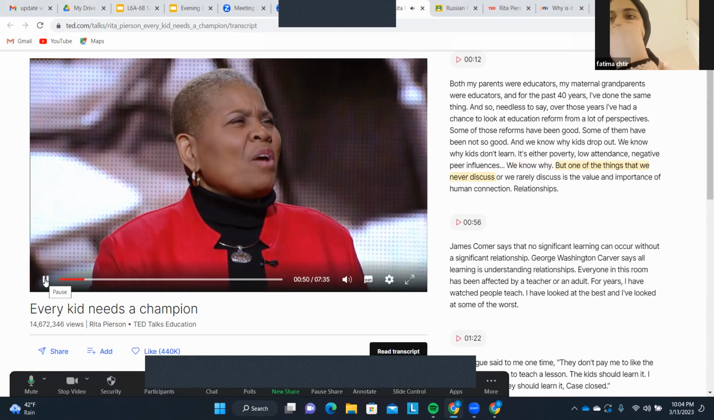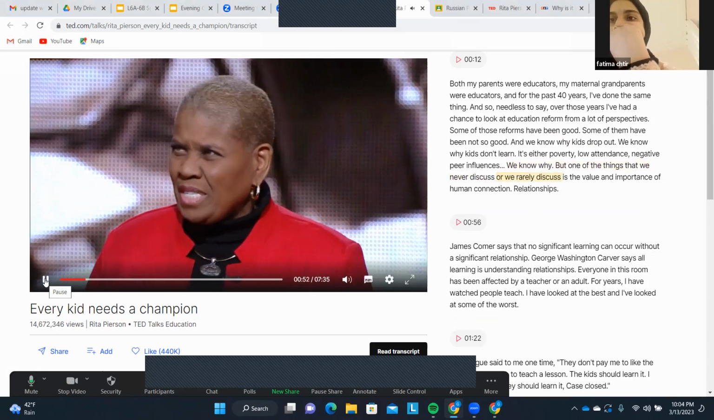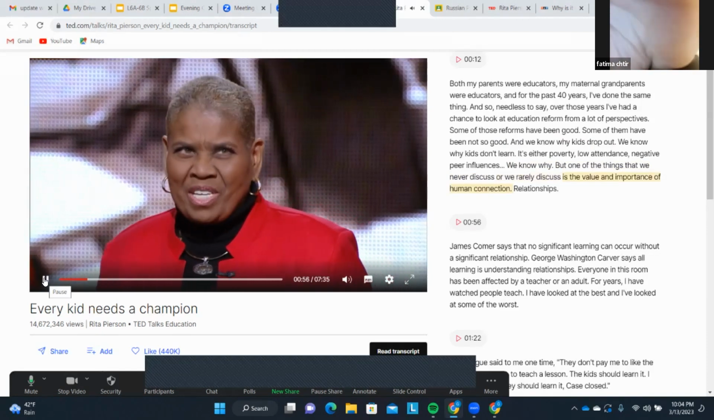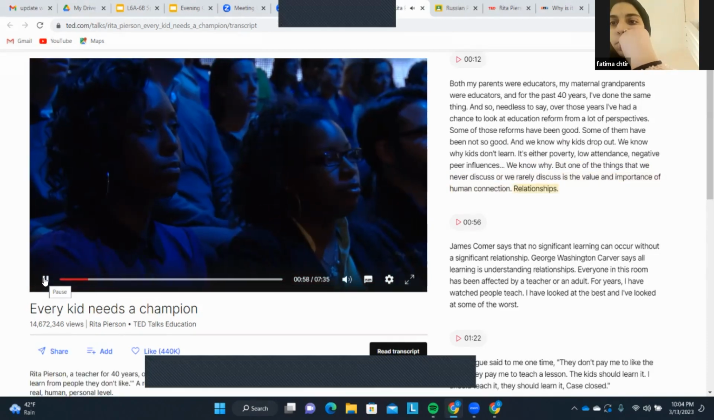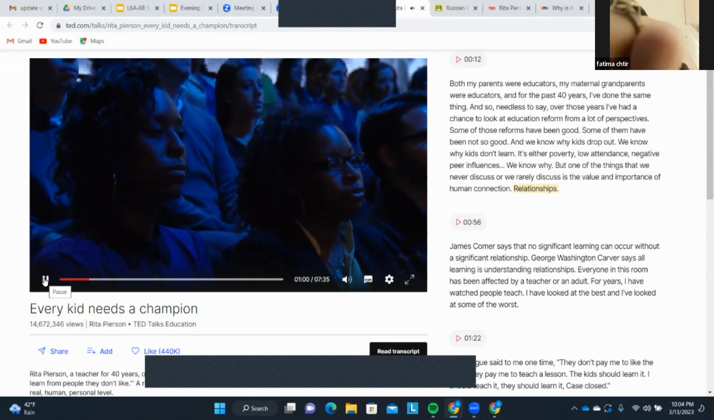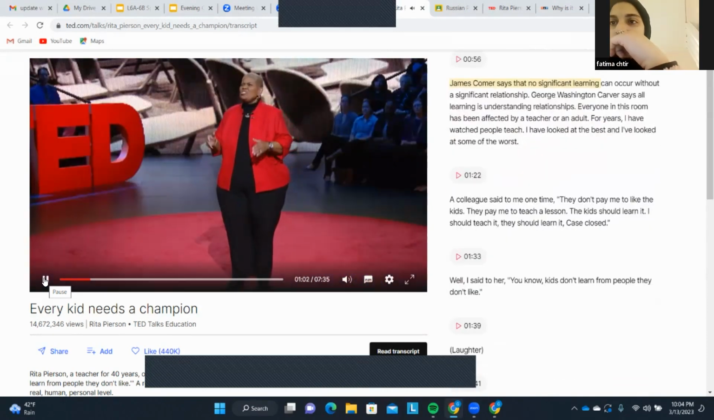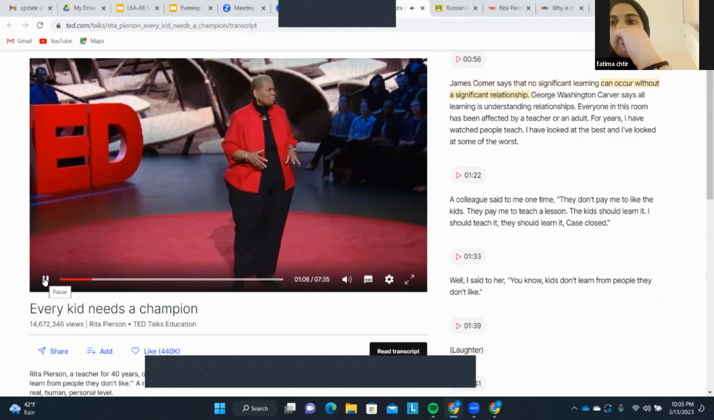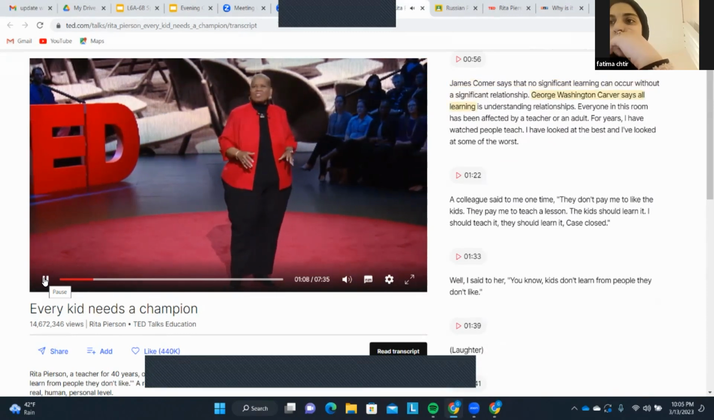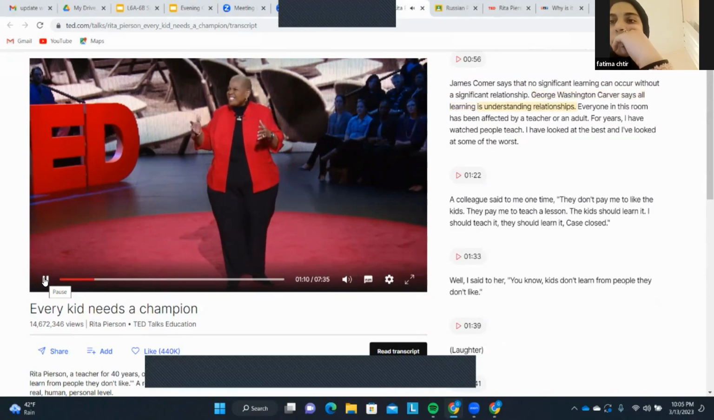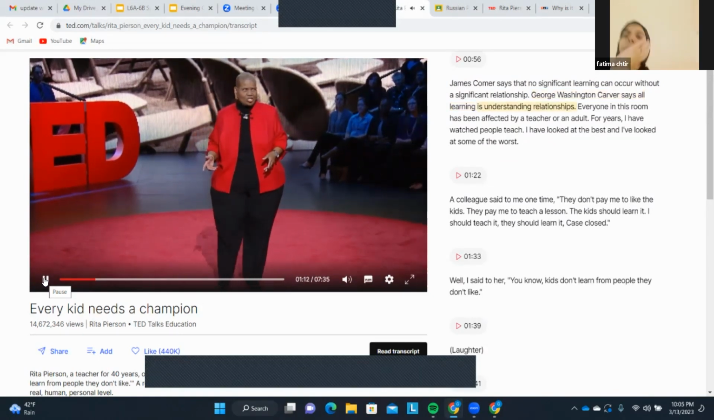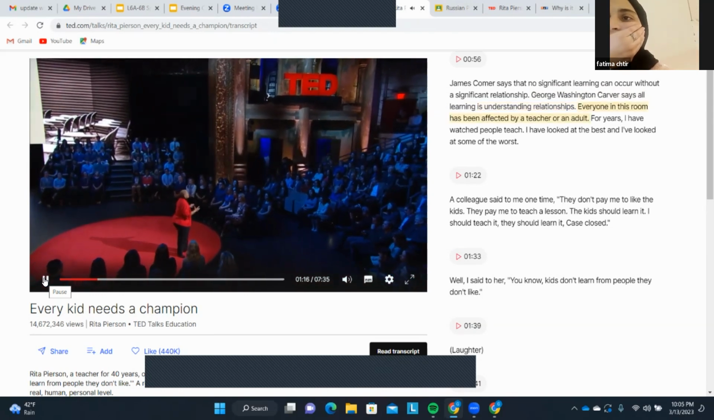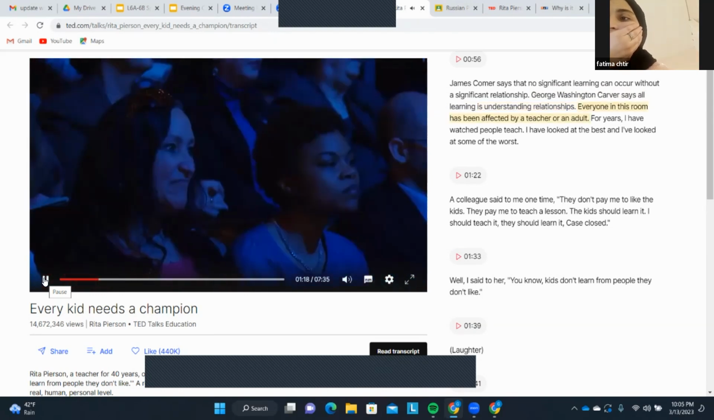But one of the things that we never discuss, or we rarely discuss, is the value and importance of human connection. Relationships. James Comer says that no significant learning can occur without a significant relationship. George Washington Carver says all learning is understanding relationships. Everyone in this room has been affected by a teacher or an adult.